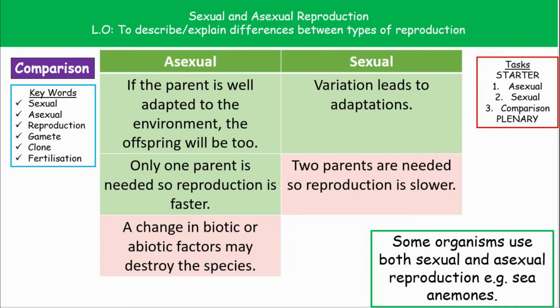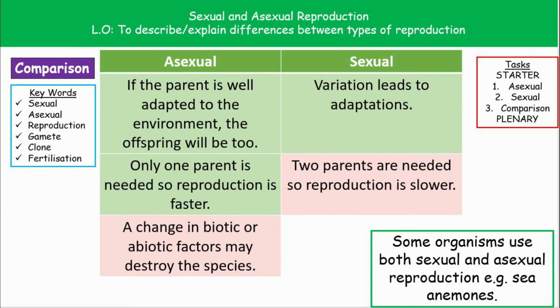In terms of a downside or a negative for asexual, then as we've just mentioned, a change in one of these biotic or abiotic factors may destroy the species, because if they're all identical to one another, they're all susceptible to the same things. And in terms of a downside for sexual reproduction, then because we need two parents, reproduction is going to be much slower.